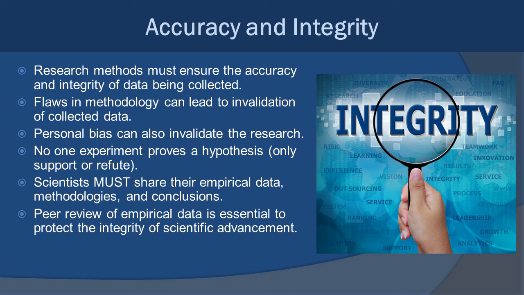Scientists must share their empirical data, methodologies and conclusions so others can read it, understand it and try the same experiment themselves. That's peer review of empirical data, which is essential. Other scientists reading over your work to check it, and that protects the integrity of scientific advancement. It's really important, but it is a slow process.